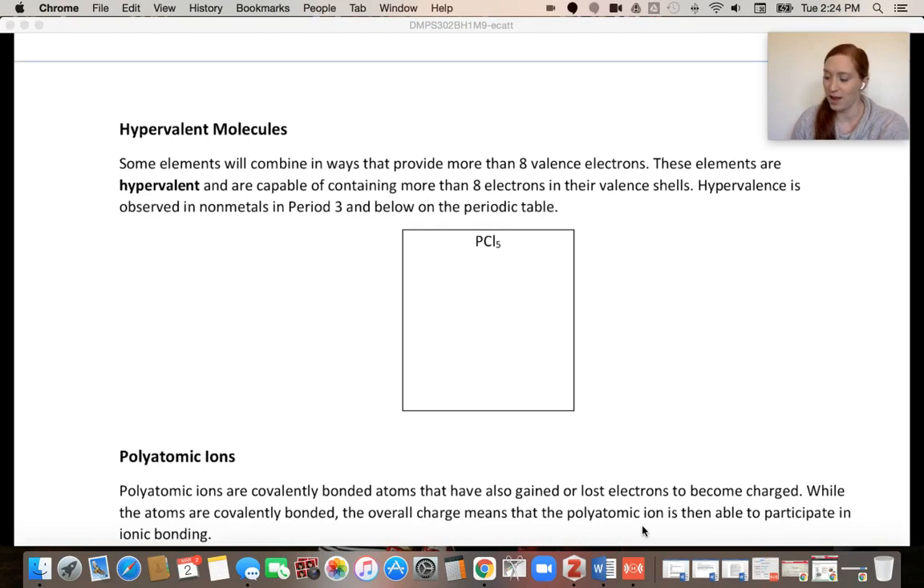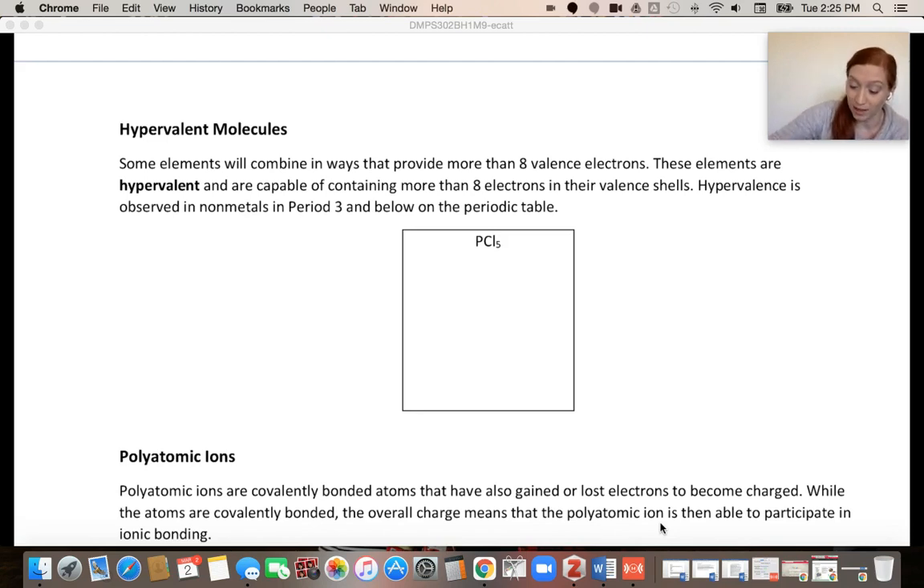So I'm going to talk about hypervalent molecules and polyatomic ions. We don't deal a lot with hypervalent molecules because they're not really things that we're going to be focusing on, but you should still know how to draw Lewis structures for these things as they may come up in some example problems. There are some elements that have the capability to provide more than 8 valence electrons.